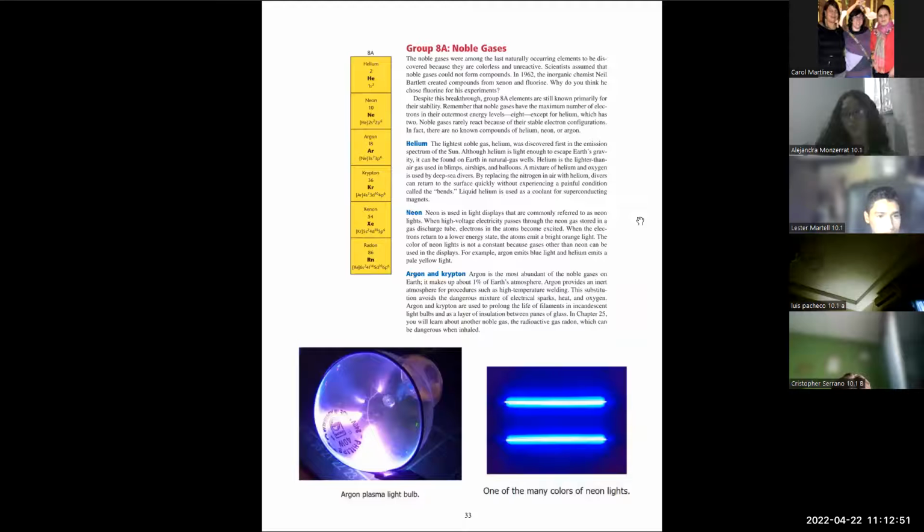And in the last group, we have the noble gases. Oh, they are nice. I have to say, they are nice. I mean, okay, wait.